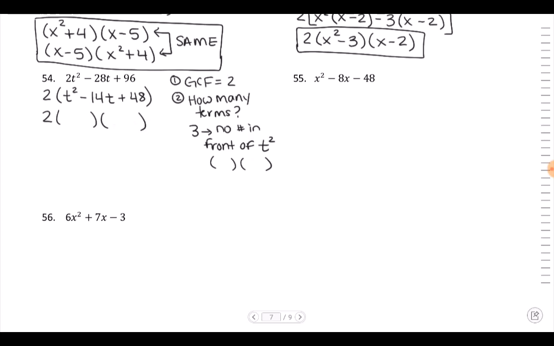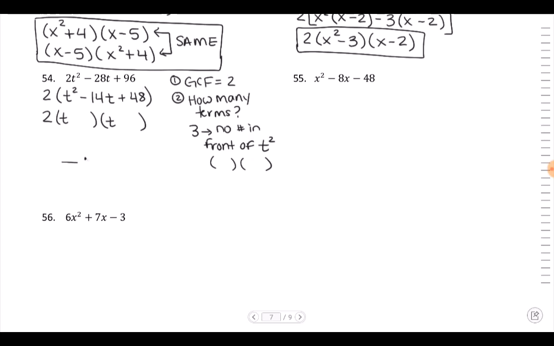And we say, okay, we're undoing FOIL. I want to know what number times what, or what times what gives me t squared. Well, everybody says, oh, that's just t, right? T and t. And then I need to know what number or what numbers multiply to give me that 48, but they have to add up to negative 14.